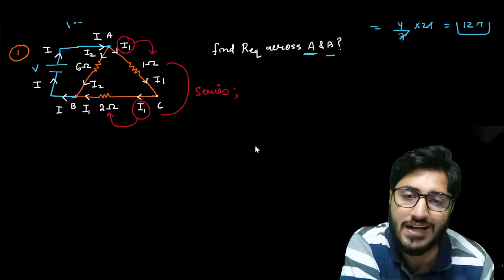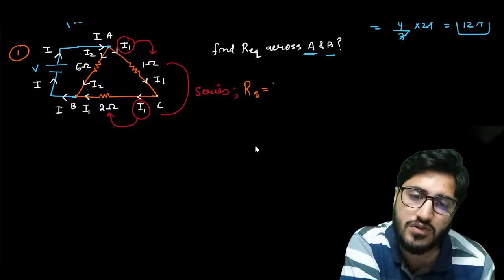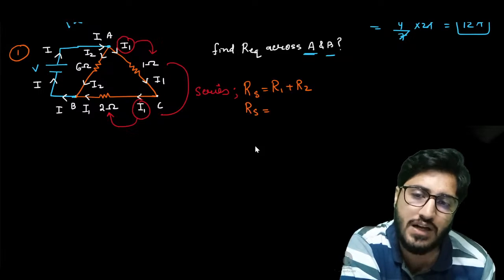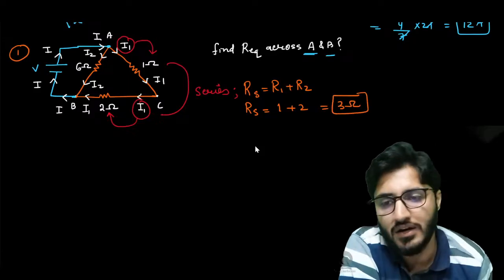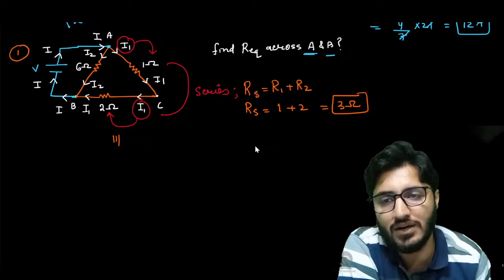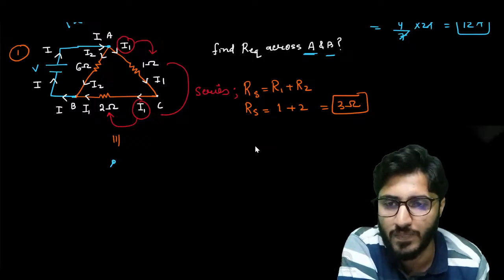And how to find RS? Sir, RS is equal to R1 plus R2, the series resistance. What is R1? R1 is 1 ohm and R2 is 2 ohm, right? I guess it is 3 ohm. Now I will write this one as a look now.